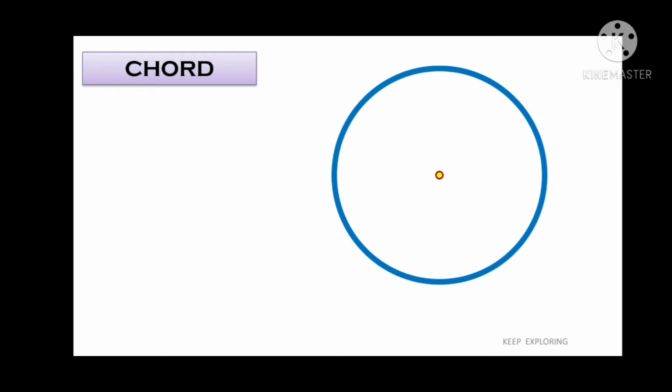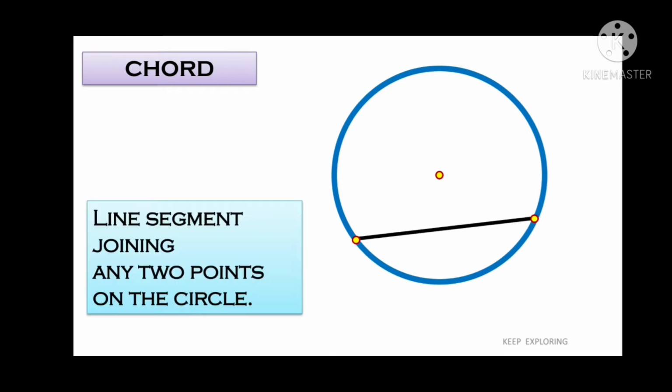Chord. Now what is a chord? Let's take any 2 points on the circumference of the circle and join them. So this forms a chord. So the line segment that joins any 2 points on the circle is called a chord. Let's take any 2 points again. If you join them, we get another chord. Similarly, let's continue by taking another 2 points. This also forms a chord.